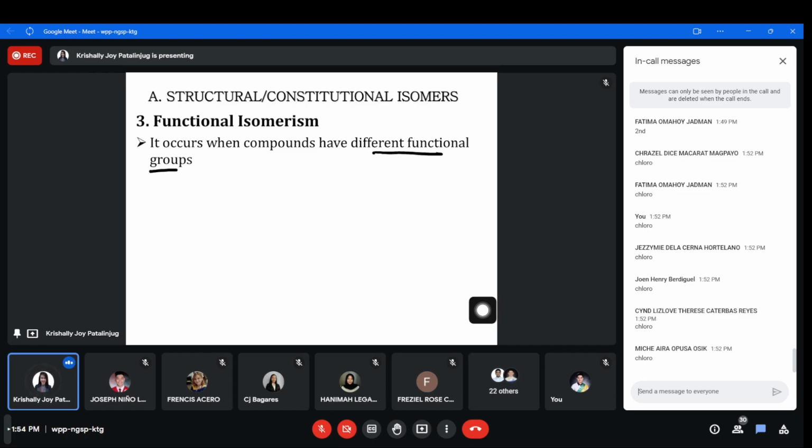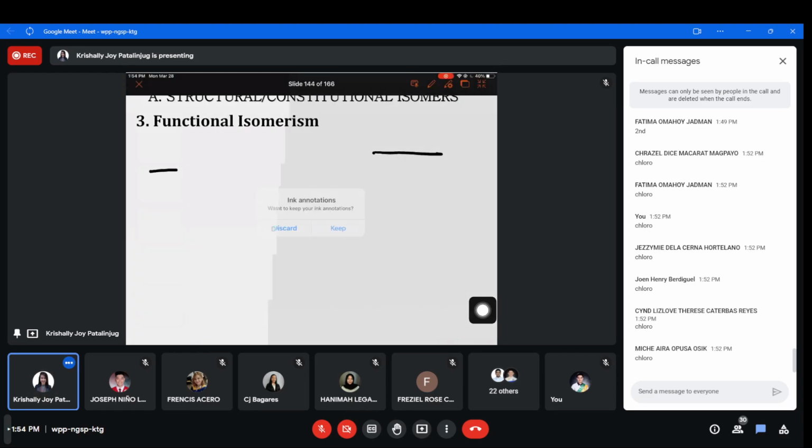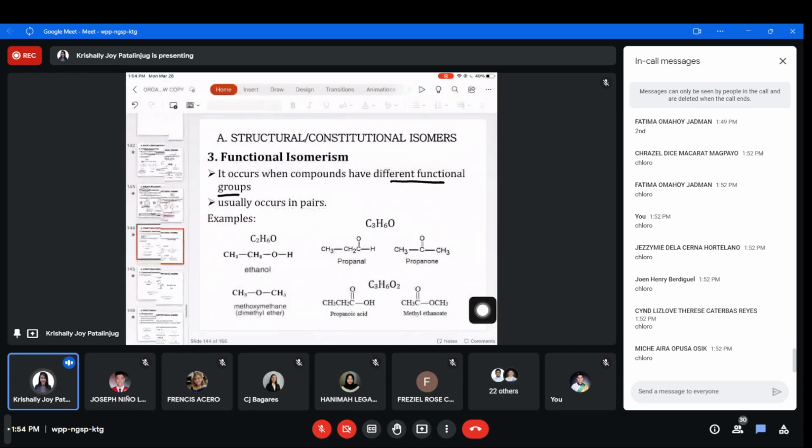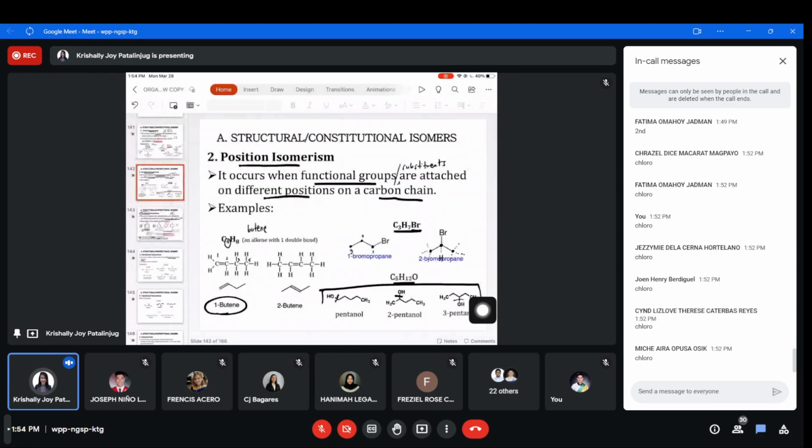Okay, please do not be confused with the positional isomerism. Kasi kanina, ayan, for a while, let me go back to the positional isomerism. Kanina sa positional isomerism, dapat parehas ng functional group. Only that, yung position ng functional group, magkaiba yung position. Parehas alcohol, magkaiba lang yung position ng alcohol.